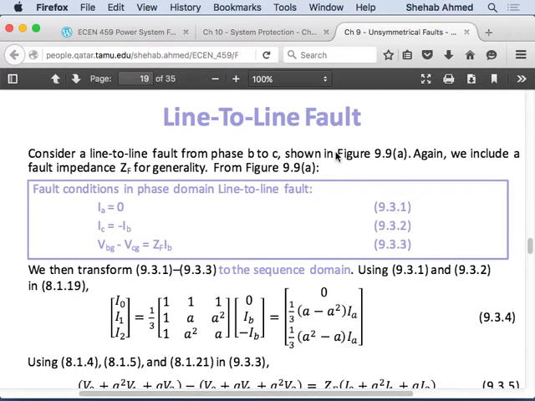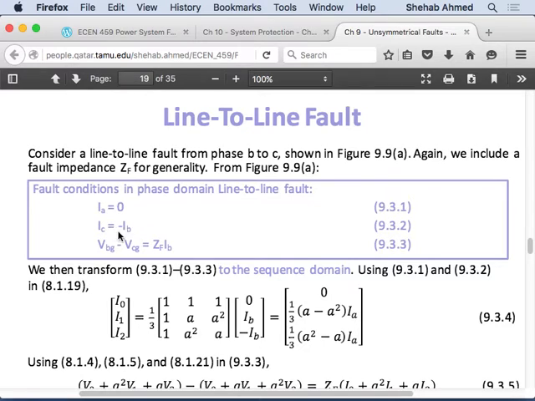If two lines are touching each other, let's say phases B and C, that means the current is flowing from phase B into phase C, and phase A doesn't have a fault on it. So we will assume that current is much lower or zero, that phase A current is zero. Phase B and phase C currents are opposite of each other, since the phases are touching each other. Current will go from one phase and come back from the other phase. That's how the fault current will flow.